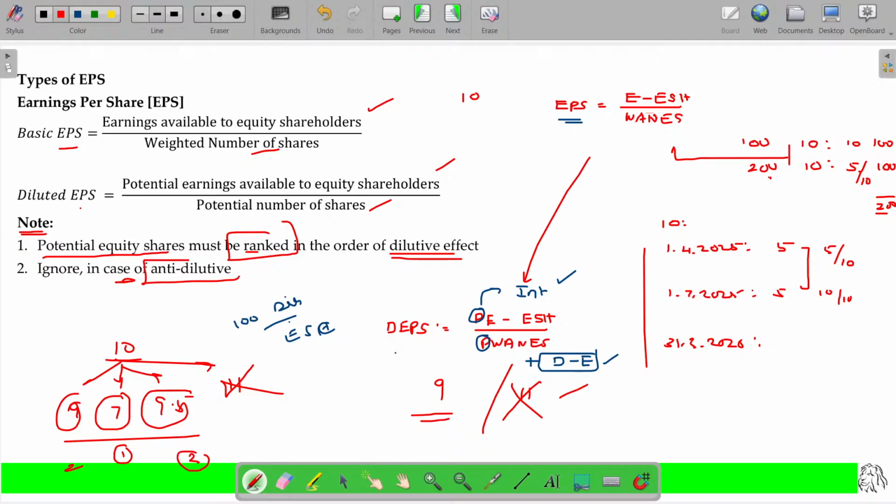Ignore in case of anti-dilution. In case of anti-dilution, it should be ignored. Is that clear?